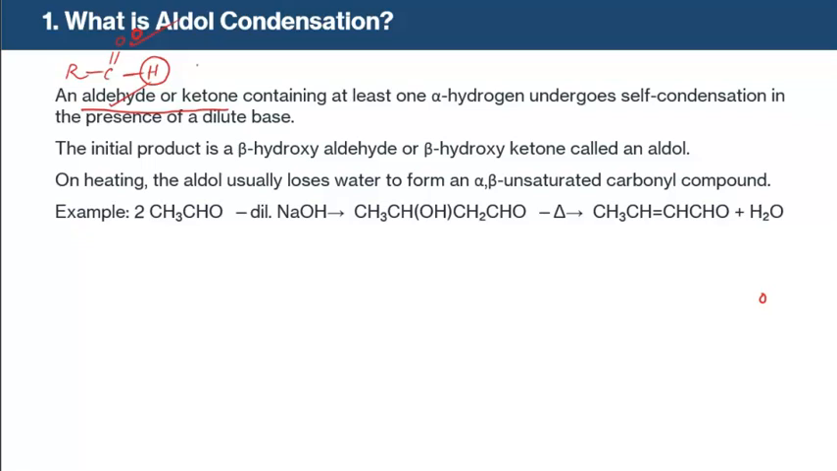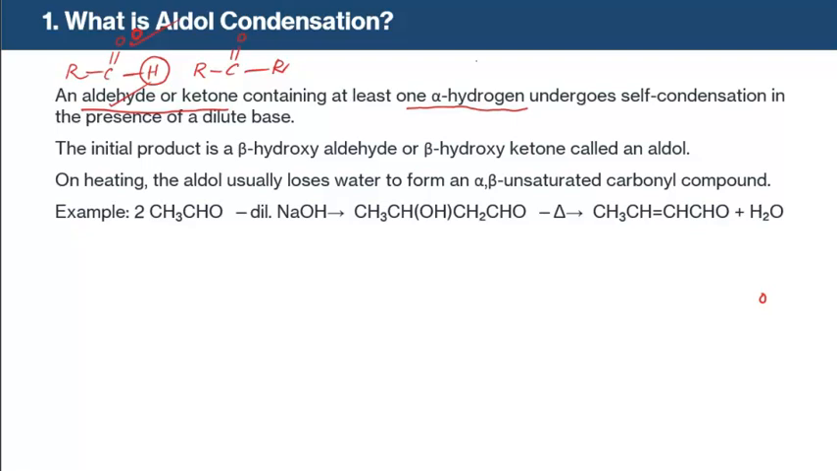I think you know that. If, on the C double bond O, the remaining side is satisfied by another alkyl or aryl group, that is known as a ketone. Both are carbonyl compounds, and they contain at least one alpha hydrogen. What is this alpha hydrogen?